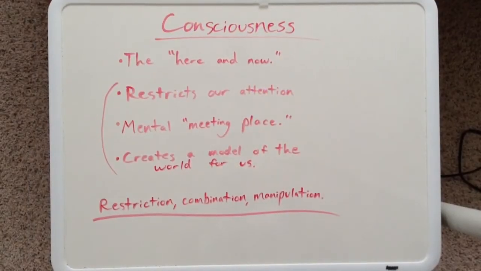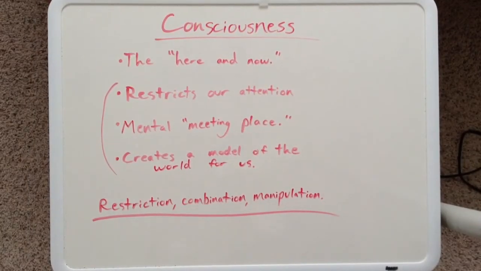So there are three main parts of consciousness as a whole that you're going to want to know about. First, there's the conscious mind, the preconscious, and the unconscious. Now, the conscious mind does a few things. First of all, it restricts our attention. This prevents too much information from overloading our brain so that we can focus on one thing at a time. It's a mental meeting place of sorts.